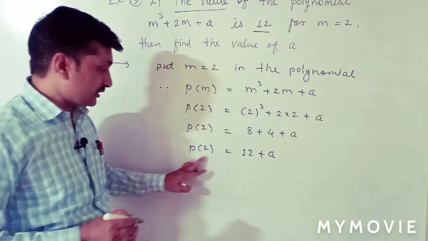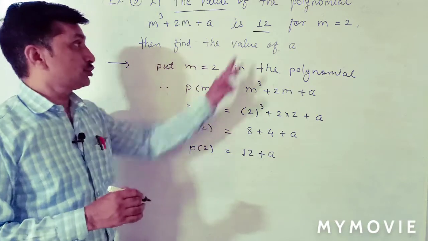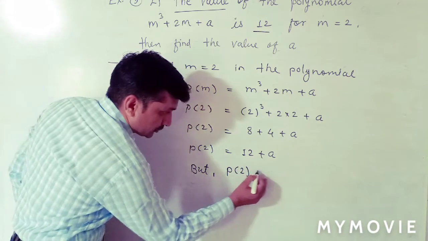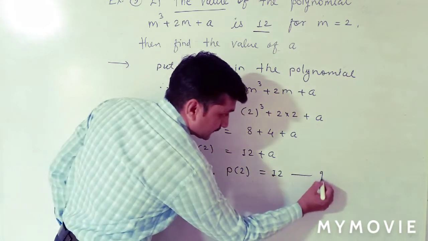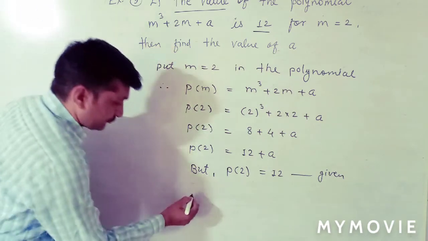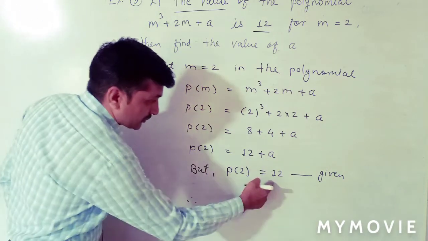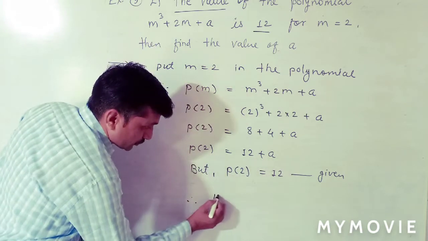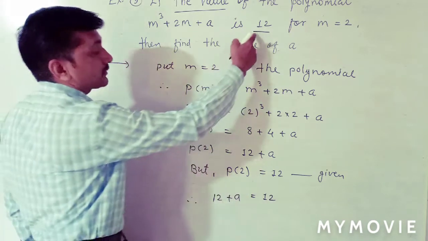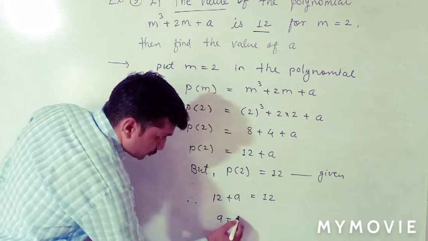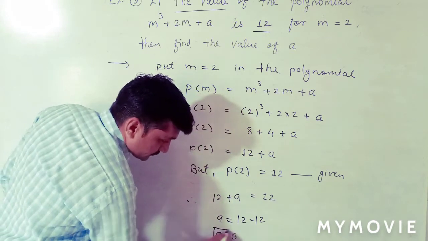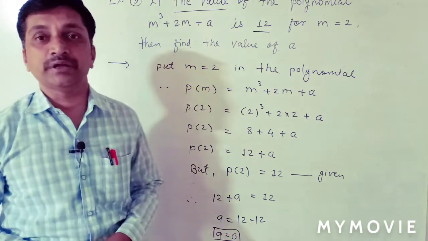But the value of the polynomial means P of 2 is 12. P of 2 is equal to 12, it is given in the example. And therefore again, if P of 2 is 12, what will be the equation? 12 plus a is equal to 12. Therefore a is equal to 12 minus 12, and we get the value a is equal to 0 here. This is the value of a.